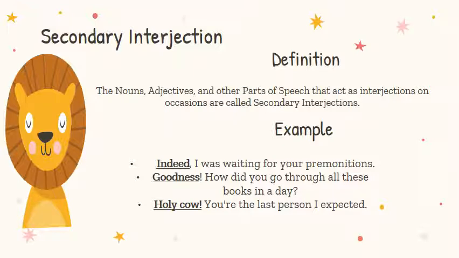The secondary interjection is the noun, the adjective, and other parts of speech that act as interjection on occasion. They are called secondary interjection. So different from the primary interjection, which cannot be found in other parts of speech, the secondary interjection you can find in other parts of speech, because the noun, the adjective, and the other parts of speech can be included in the secondary interjection.